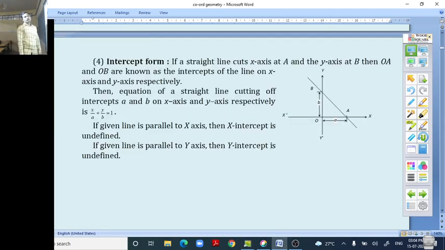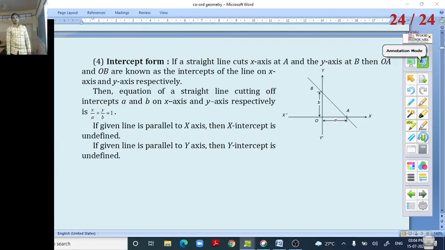Moving on to the intercept form: what to do when both the intercepts of a line are given?